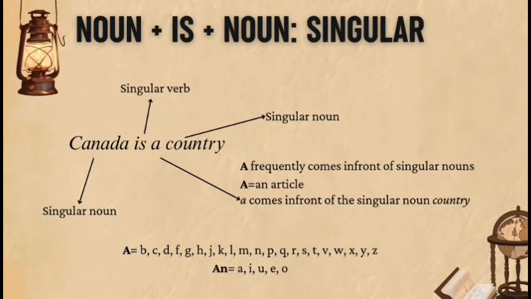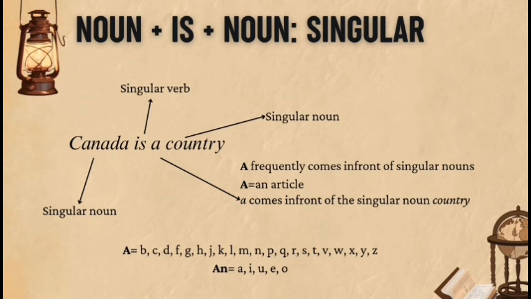Noun plus is plus noun, singular. Singular means one, not two or more. Here's an example. Canada is a country. Canada is a singular noun. Is is a singular verb and country is a singular noun.